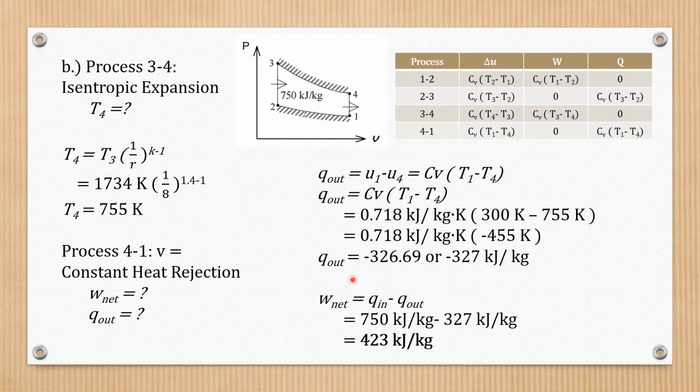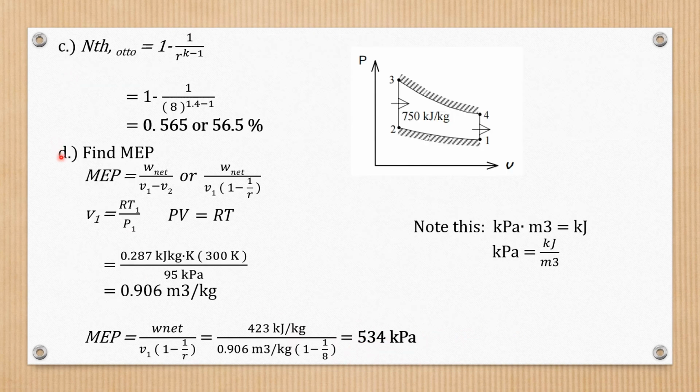So now that we have the specific heat output, we can now find the net work, which is equal to specific heat in, which is 750 kilojoules per kilogram, minus the specific heat output, which is 327 kilojoules per kilogram. Just plug it in your calculator and we will get 423 kilojoules per kilogram. Now that the pressure and temperature at the end of the heat addition process and the net work output have been determined, we can now find the thermal efficiency of the Otto cycle and the mean effective pressure.